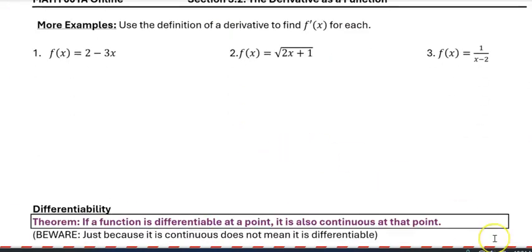All right, some more examples. Using the definition of a derivative, use the definition to find f prime of x for each. I'm going to try the first one here, and then I'm going to have you tackle a few of those with a video pause and get back with the answer in a second.